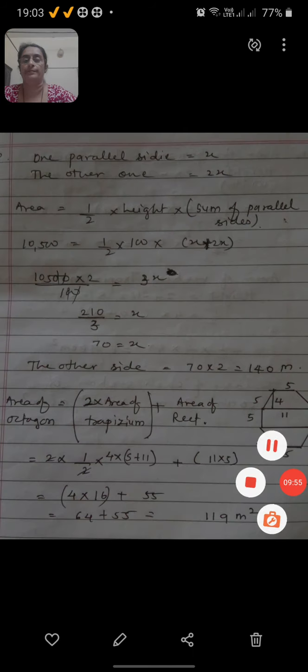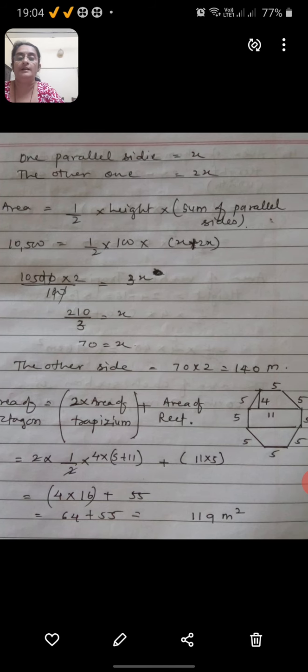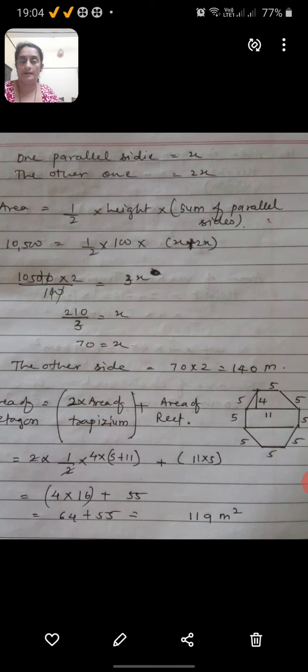Let us do the ninth question of this exercise, children. The question is, top surface of a raised platform is in the shape of a regular octagon as shown in the figure. Find the area of the octagonal surface. You can see it in the figure, children. I have drawn it. The octagon is a regular octagon. So all the 8 sides are of 5 centimeters.